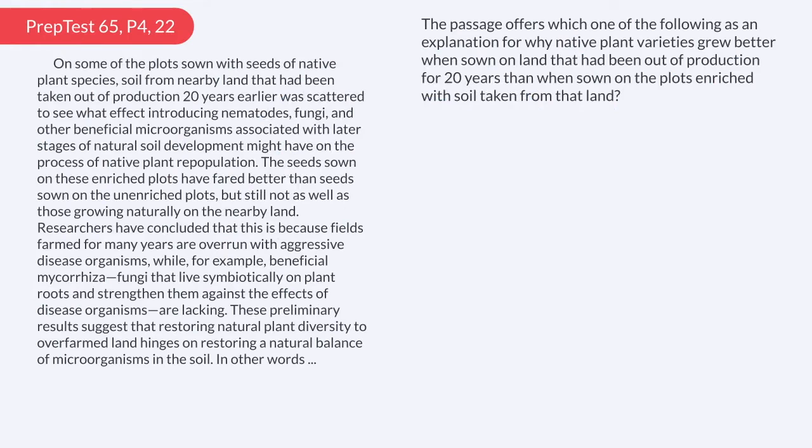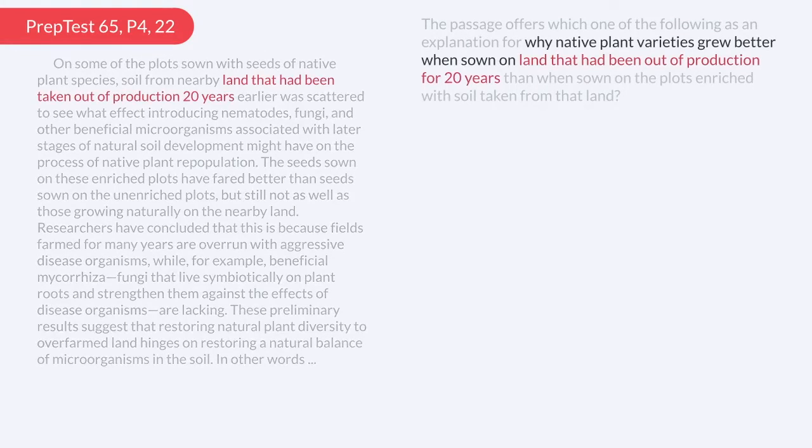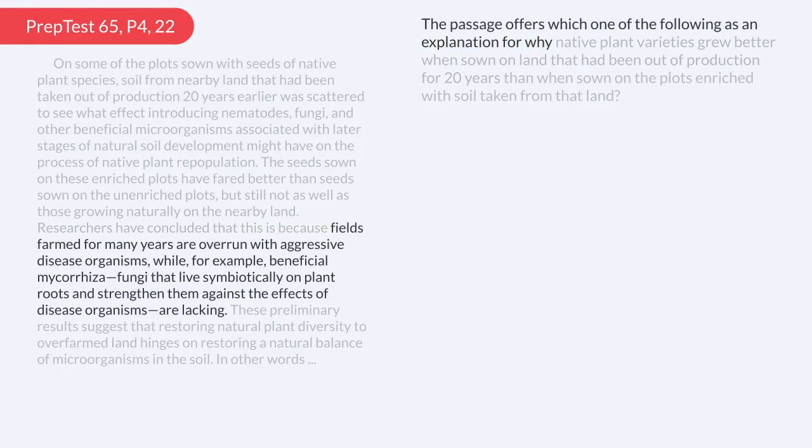All right, so what did they offer as an explanation? The clue words here are the plants grew better when they were sown on this land that had been out of production for 20 years. We can see right at the beginning of this third paragraph, we're talking about planting seeds in land that was taken out of production 20 years ago. But it's the second sentence where you start seeing they fared better, they grew better when sown on this land. And the next sentence is saying, well, this is why. So I know this sentence is my answer. This is the because. So what is the explanation?